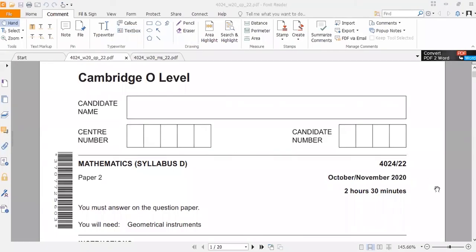Hi everyone. So today we are going to solve the paper 2 October November 2020 variant 2. Okay. Now let us proceed to question number 1.